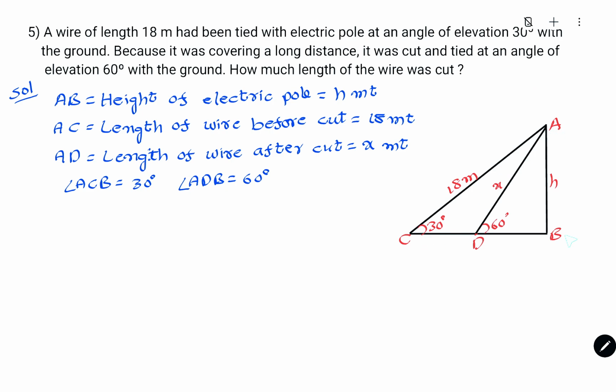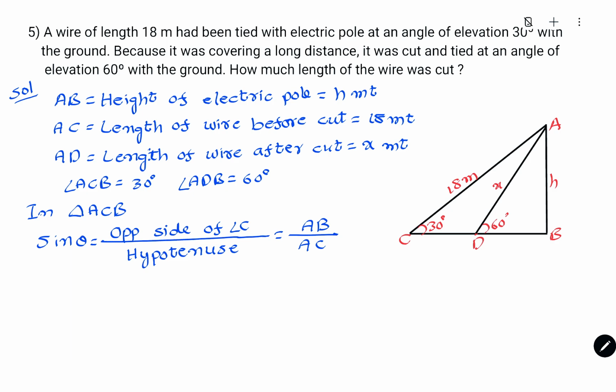Now take triangle ACB. For the angle 30 degrees we have the hypotenuse and we need to find the opposite side. For that we take the sine ratio. Sin theta is equal to opposite side by hypotenuse. Here theta value is 30 degrees. So sine 30 is equal to, here the opposite side of angle 30 degrees is H and the hypotenuse is 18. Sine 30 degrees value is 1 by 2. Here H by 18.